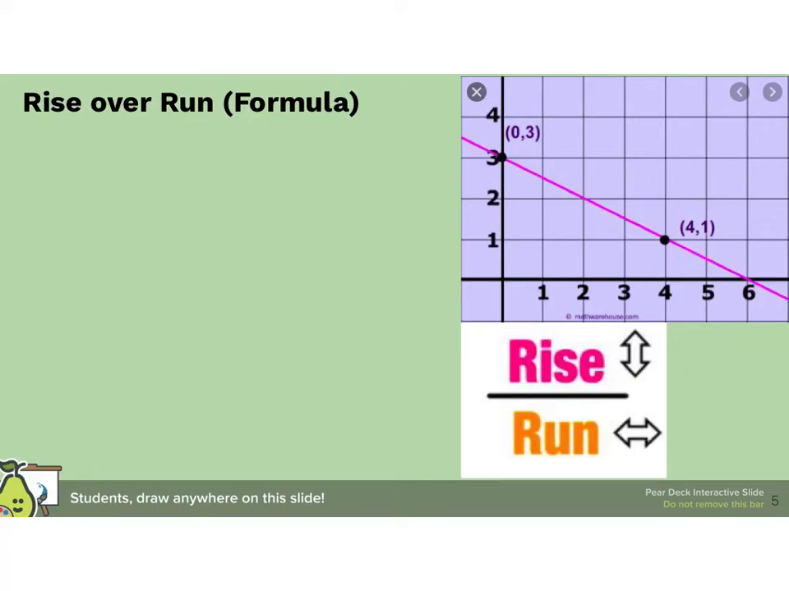Okay, so what is this new way to find slope? The way you want to find slope when you're looking at a picture is to use rise over run. So how do you do that? I'm just going to break it down for you.